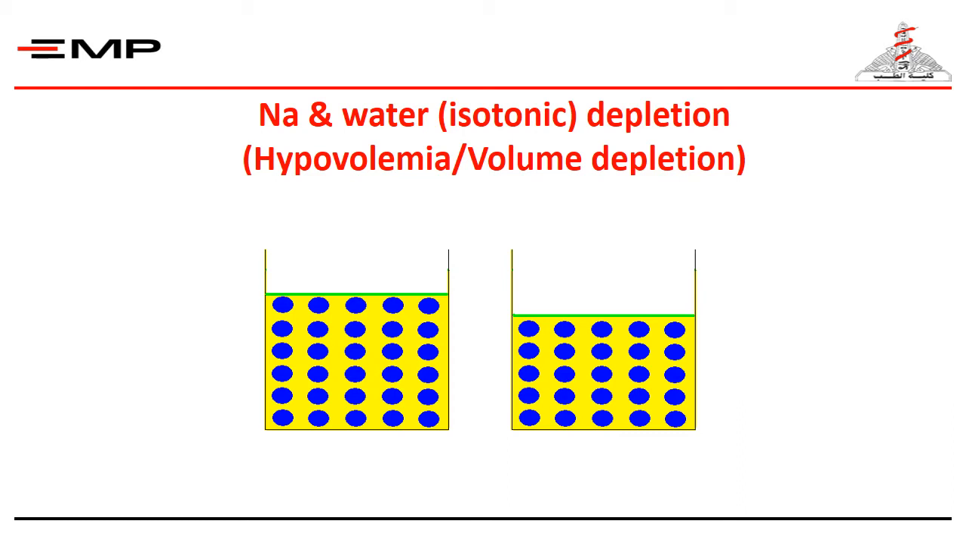So if the body loses extracellular fluid, there will be loss of volume, but the extracellular fluid remains isotonic, because the volume lost contained the same concentration of sodium as the remaining volume. The loss is called isotonic depletion or volume depletion, which results in the clinical condition known as hypovolemia.